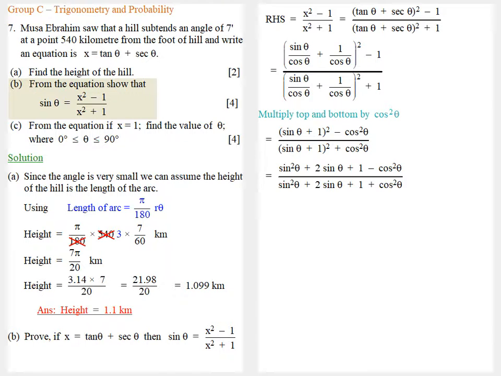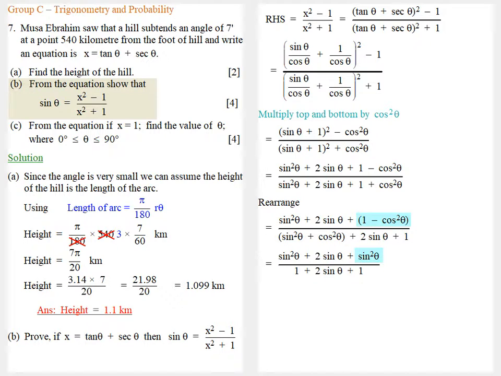What we have on the top is sine theta plus 1 all squared, which can be written as sine squared theta plus 2 sine theta plus 1, and exactly the same on the bottom. Now we can rearrange, and we get on the top sine squared theta plus 2 sine theta plus 1 minus cos squared theta, and on the bottom we get sine squared theta plus cos squared theta plus 2 sine theta plus 1. Now we can simplify those. The 1 minus cos squared theta can be written as sine squared theta, and on the bottom the sine squared theta plus cos squared theta can be written as 1.